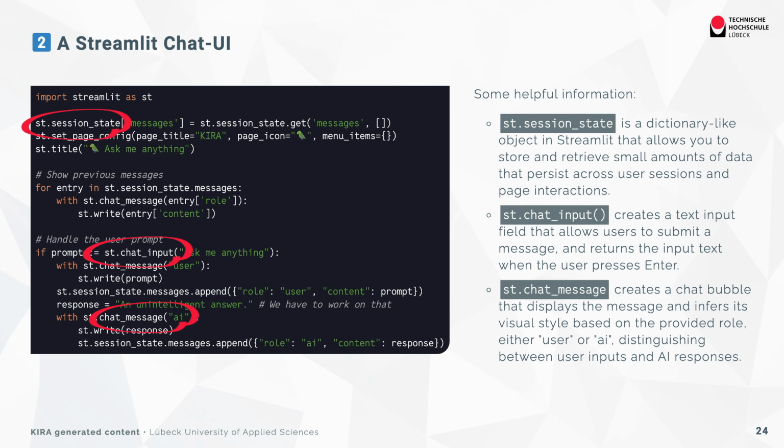Some helpful information to note is that st.session_state is a dictionary-like object in Streamlit that allows you to store and retrieve small amounts of data that persist across user sessions and page interactions. Additionally, st.chat_input creates a text input field that allows users to submit a message and returns the input text when the user presses enter. Meanwhile, st.chat_message creates a chat bubble that displays the message and infers its visual style based on the provided role, either user or AI, distinguishing between user inputs and AI responses.